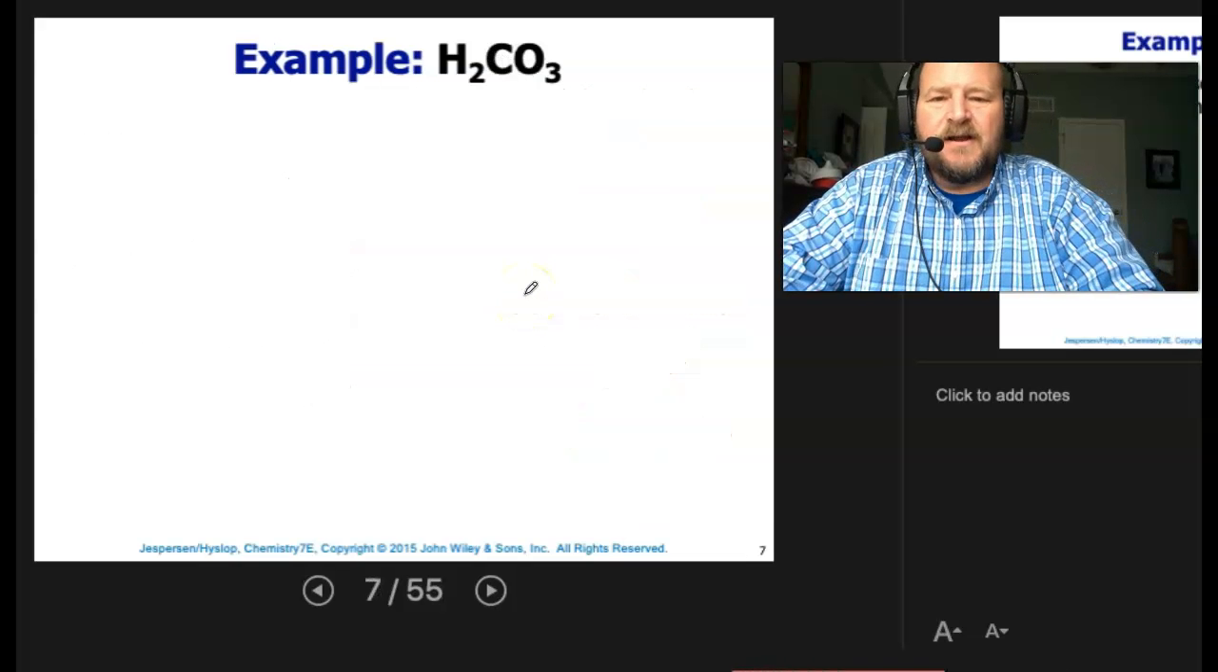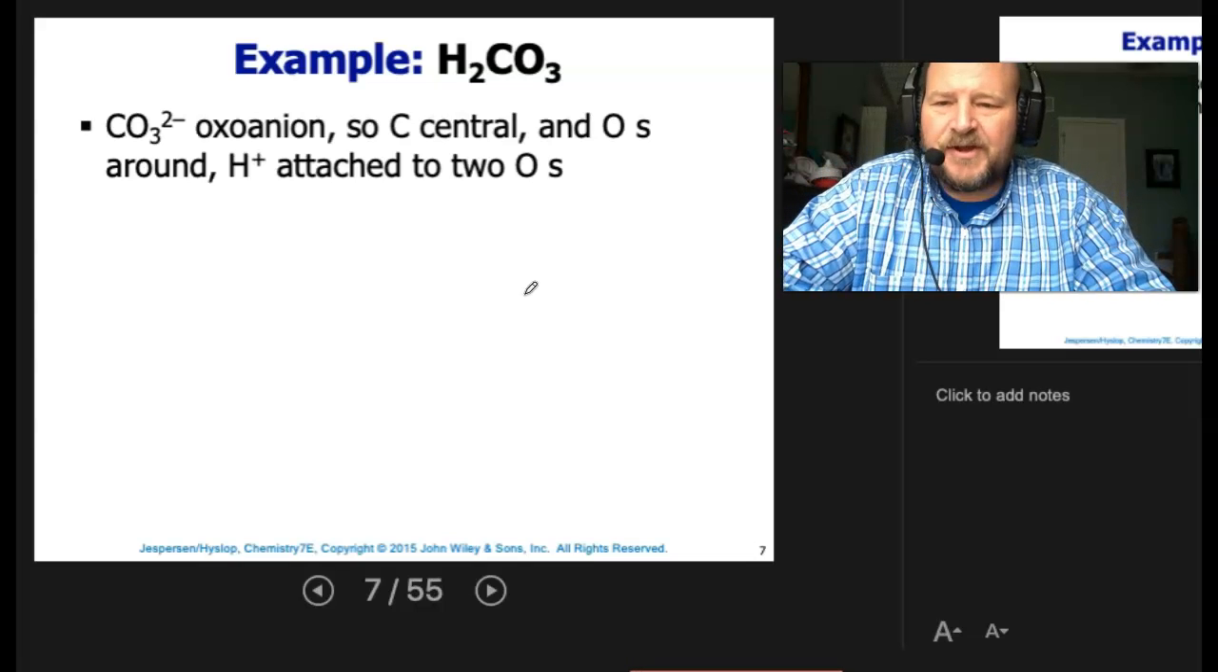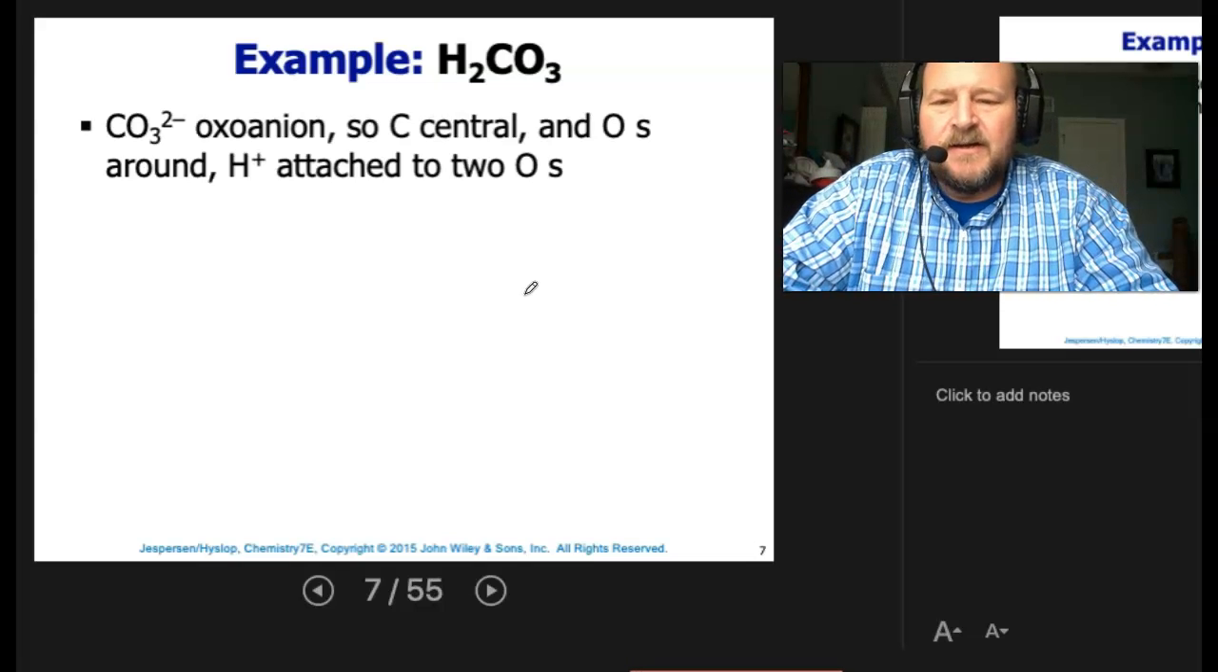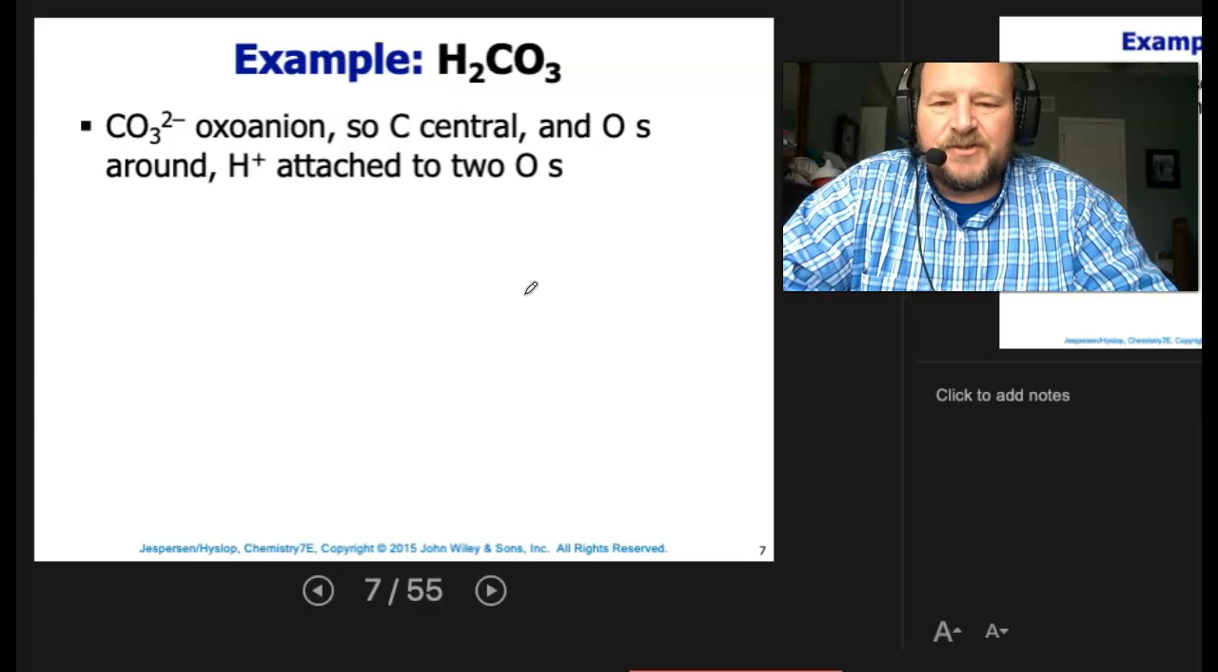All right. Another example, H₂CO₃. Remember that the carbonate is an oxoanion. So within that polyatomic, the C is the central atom, and the oxygens have to surround the carbon. The two H pluses then will be attached to two of the oxygens.